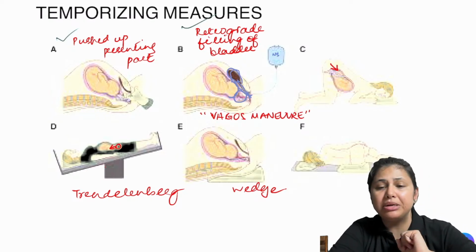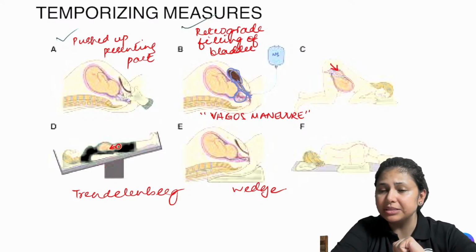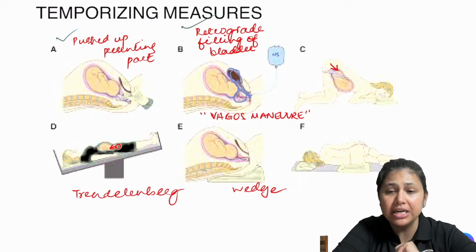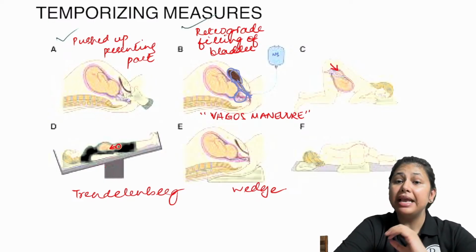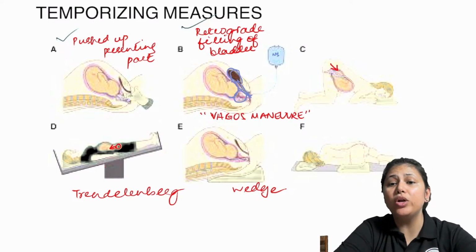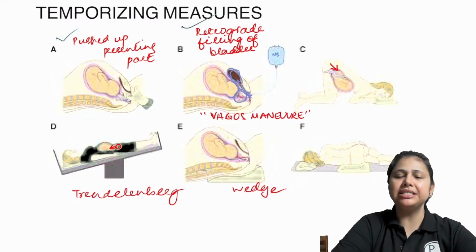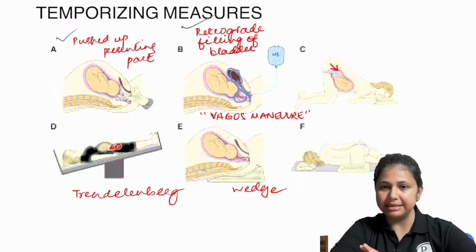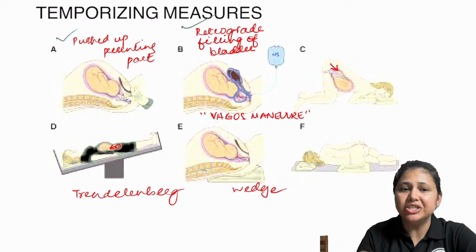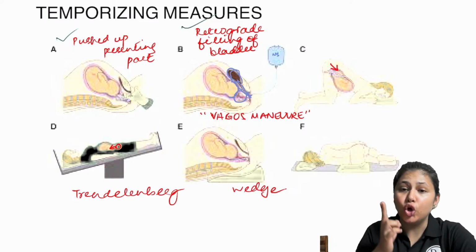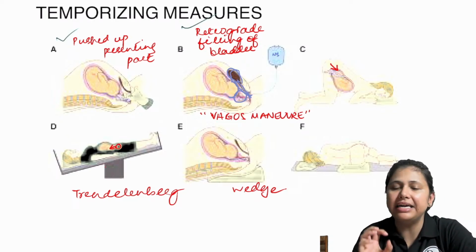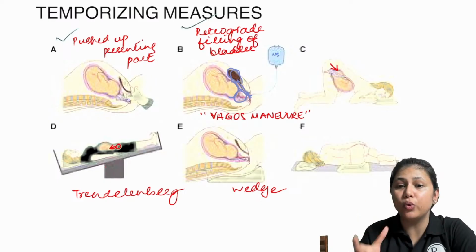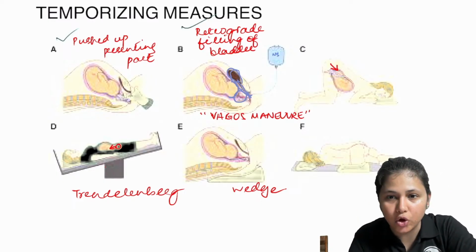The definitive management is going to be taking out the baby as soon as possible if it is alive by cesarean section. Depending on heart rate कैसा चल रहा है, you can choose your anesthesia. In the meanwhile, जब तक patient OT में पहुंच रही है, till the time she is reaching the OT, you can do certain temporizing measures like putting a wedge underneath, or the Trendelenburg position, or pushing the fetal part high up, or doing retrograde filling of the bladder. So these are certain things that you can do till the time the patient reaches the OT table so as to relieve the pressure on the umbilical cord.